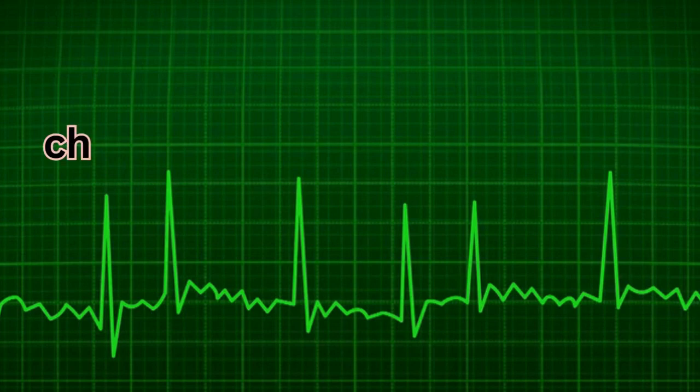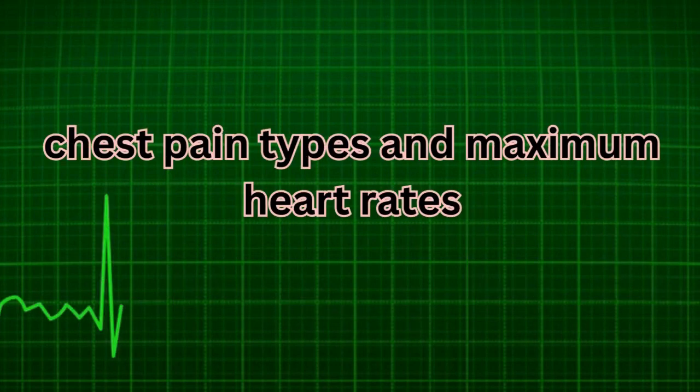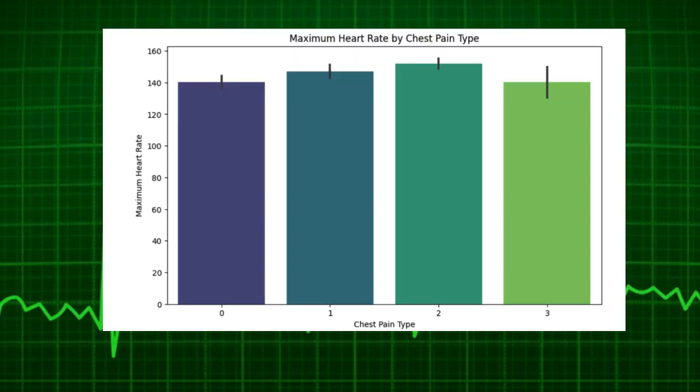Next, let's delve into the relationship between chest pain type and maximum heart rate. Title and axis. The plot is titled Maximum Heart Rate by Chest Pain Type. The x-axis represents different chest pain types, encoded as 0, 1, 2, and 3. The y-axis shows the maximum heart rate achieved by the patients. Bar colors and legend. Each bar represents the mean maximum heart rate for patients with a specific chest pain type. The colors help differentiate between the categories of chest pain.